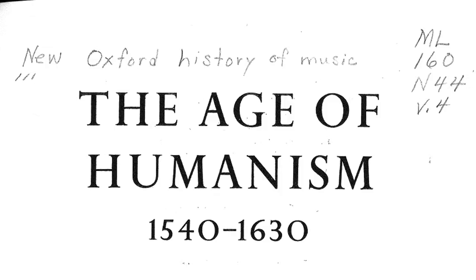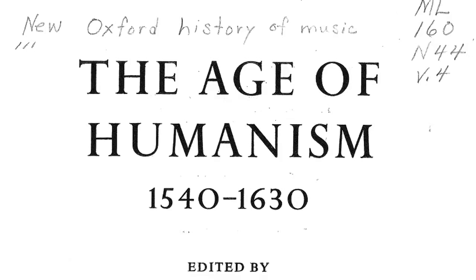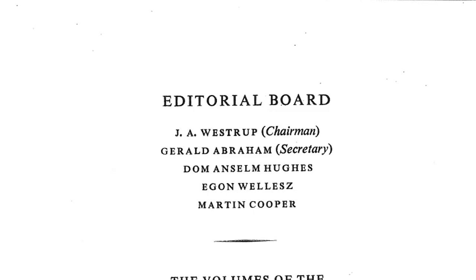Volume 4 of the New Oxford History of Music, titled The Age of Humanism 1540 to 1630, is an example of a collection of essays by different authors commissioned specifically for the volume at hand. It does not have a single editor, but rather an editorial board. In such a case, it is appropriate to list the publisher as the author of the work.